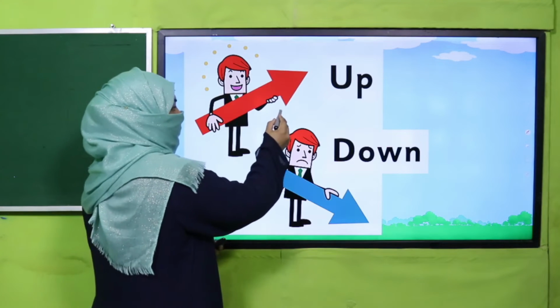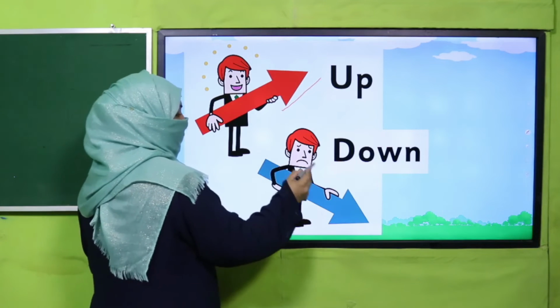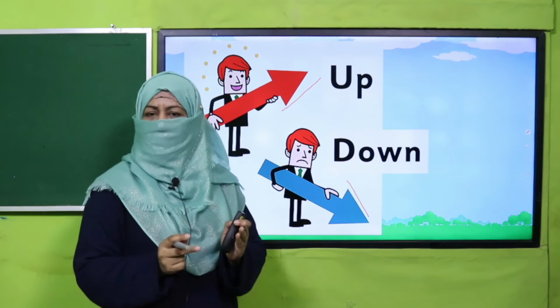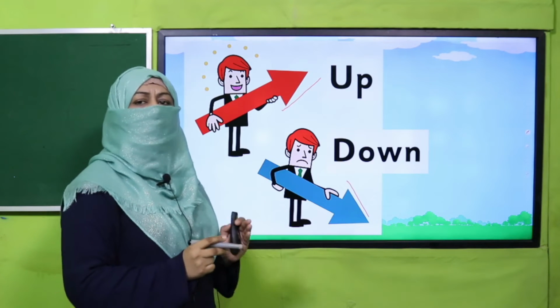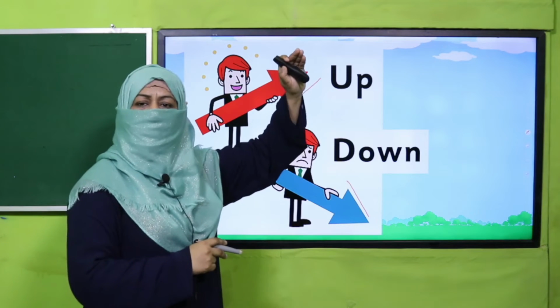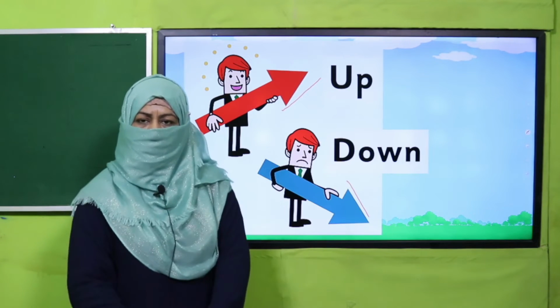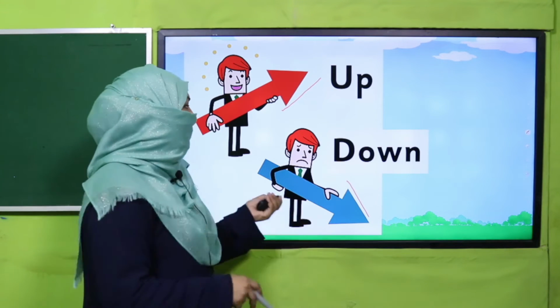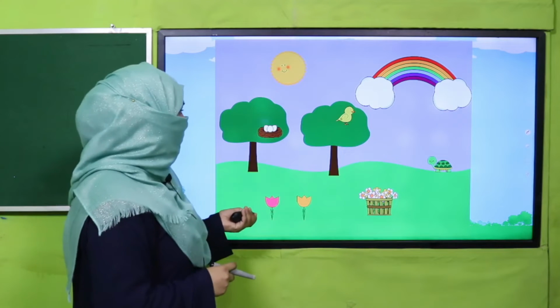Again, this arrow is telling you up and down. Better left and right, we have already practiced a lot. So up and down, how do we find? Up means something which is high. When you are going high, it's up. And if it's something lower, then it means it's down. Do you understand? Okay, let's practice it from this picture.